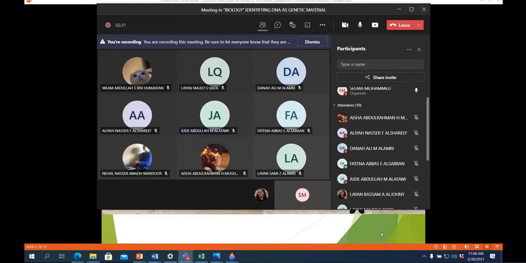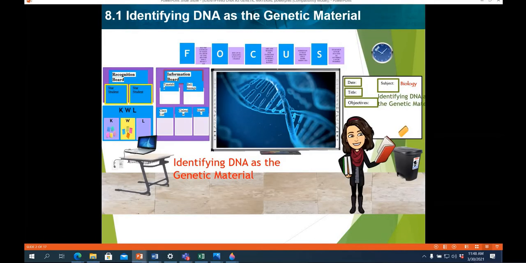All right, ladies, let's get started. So we were doing the topic 8.1, which is identifying DNA as genetic material. Today we'll be doing page number 213, inshallah, on how Avery identified DNA as the transforming principle.